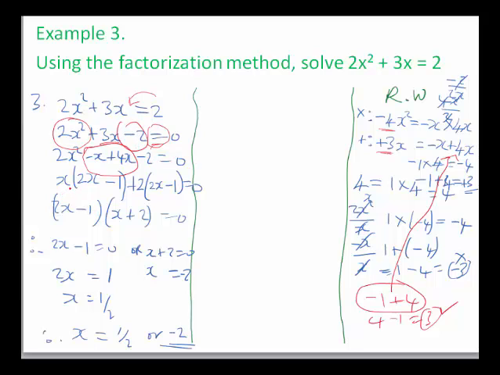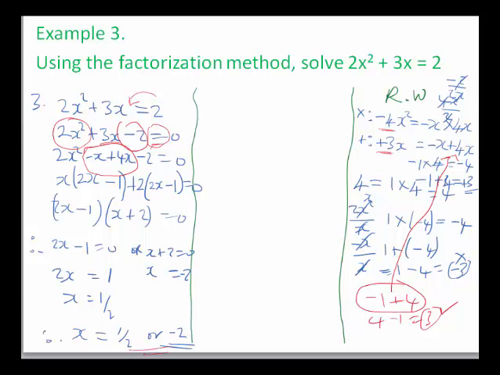Okay, so continuing, we factorize, get the two brackets, then set this one to be equal to 0 or this one to be equal to 0. Then we now get x is equal to 1 over 2 or x is equal to minus 2. Beautiful.